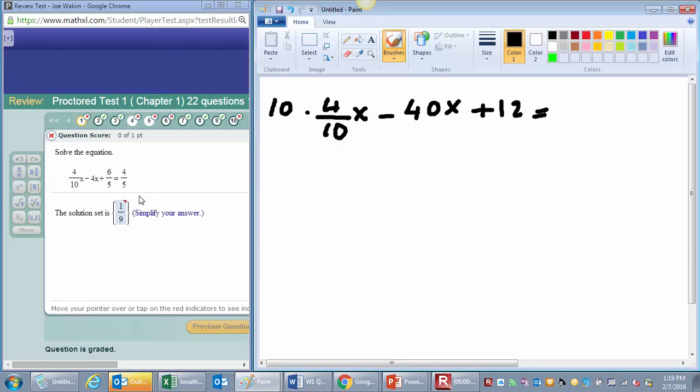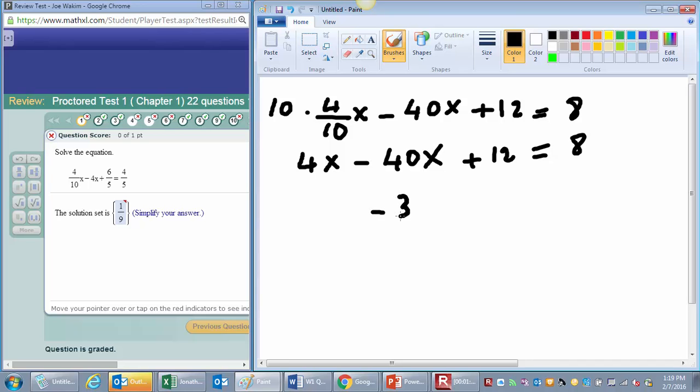And this is equal to 10 times 40. 40 over 5 is 8. So notice now we don't have any more denominators. These will cancel. So this would be 4x minus 40x plus 12 equals 8. So let's simplify. If you simplify here, you will end up with 4x minus 40x.